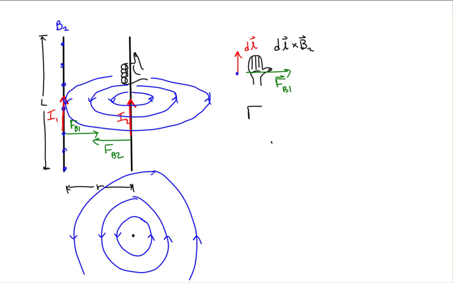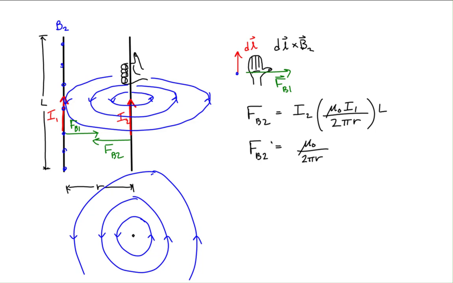So working with that, the magnitude of the magnetic force on wire 2 is given as the current in wire 2, times the magnetic field due to wire 1, which is mu naught I1 over 2 pi times the distance between the two wires, L. We now have the result that the magnitude of the magnetic force on wire 2 is given as mu naught over 2 pi r times the product of the two currents with the length of the wire.